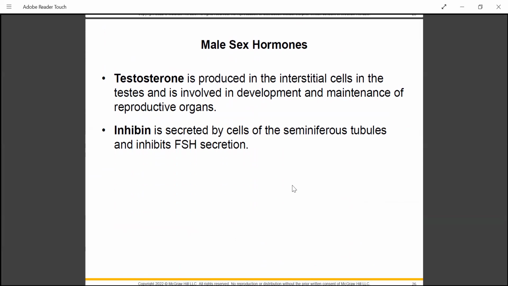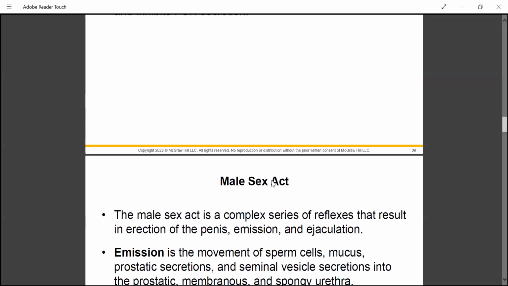Inhibin is another hormone that's secreted by our seminiferous tubules, and this will inhibit FSH secretion when we already have enough sperm and we really don't need to undergo spermatogenesis. But testosterone is our important one. I don't think you guys need to really worry about inhibin besides kind of that nice to know.